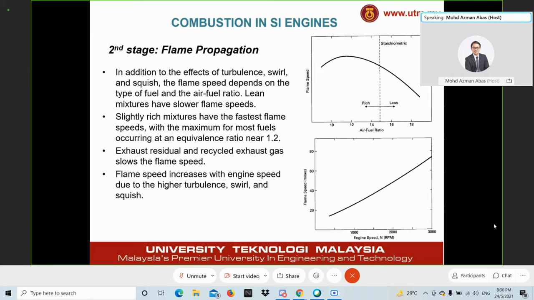Flame speed increases with engine speed due to higher turbulence, swirl, and squish. So as the engine speed increases, the air fuel mixture that enters the combustion chamber is more towards turbulence, swirl, and or squish, which actually assists to increase the flame speed.